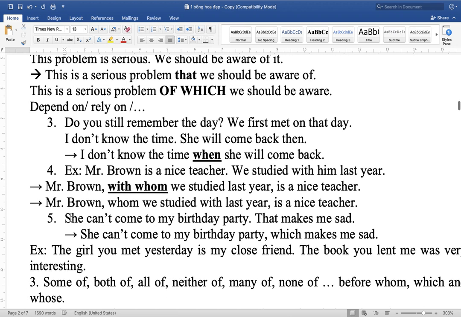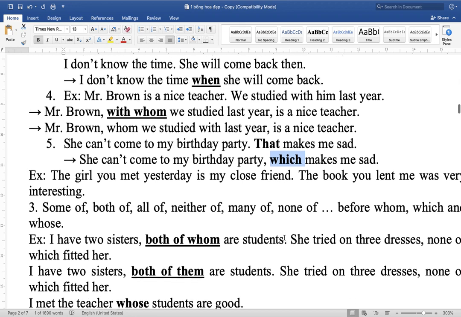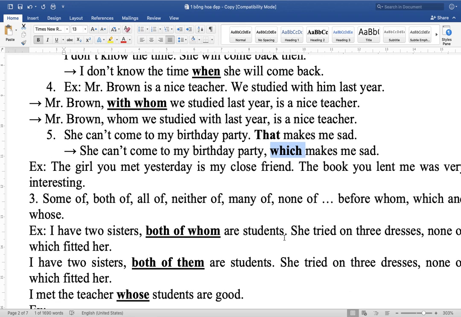Okay, next one. She can't come to my birthday party. Okay, that makes me sad. So that here, this represents the whole sentence, the previous one. So we can use which with the comma. She can't come to my birthday party, which makes me sad. Okay, for who and whose, because I don't have much time explaining these relative and adverbial pronouns.